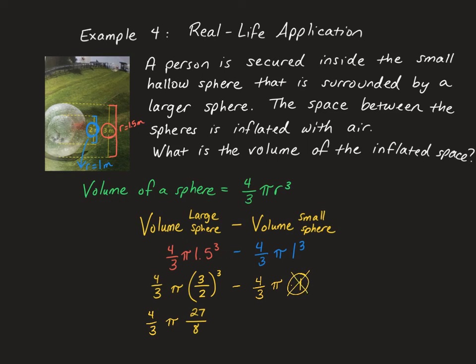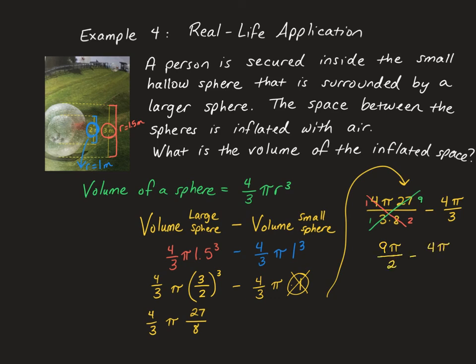So now I'm going to take this and continue it up here, because I'm starting to run out of room. So on the left side, I have 4, and I'm just going to keep my pi's on the numerator, times 27, all over 3 times 8 on the bottom. And on the right part of the equation, I have 4 pi over 3. Okay, let's see if we can simplify this a little bit. We have 4 and 8. That can simplify to 1 and 2. And the 27 over 3 can also simplify to a 1 on the denominator, and 27 divided by 3 is 9 on the numerator. So, to continue simplifying this, I have 9 multiplied by pi all over 2 minus 4 multiplied by pi all over 3.